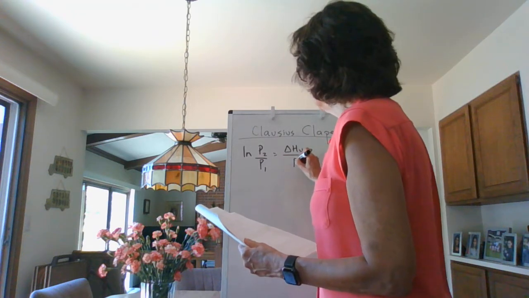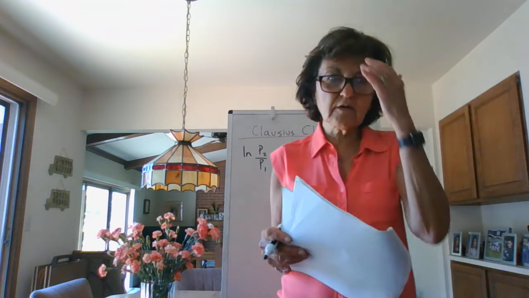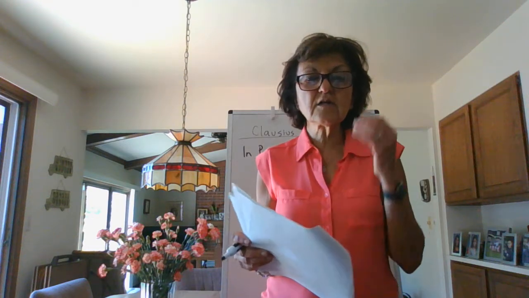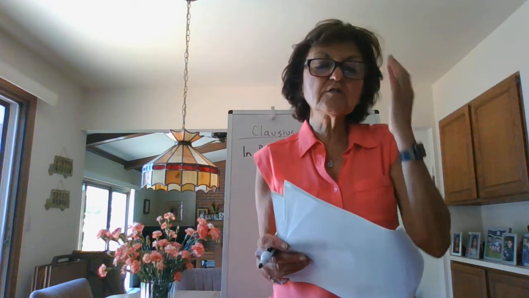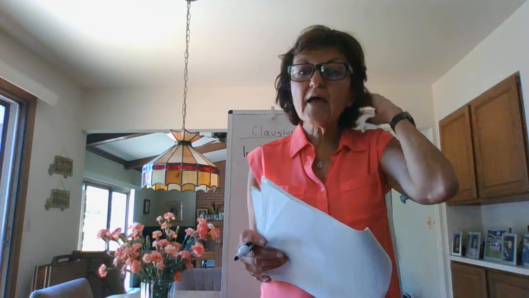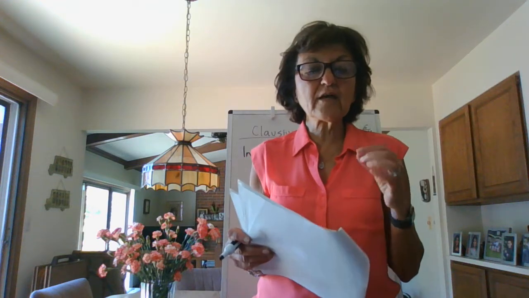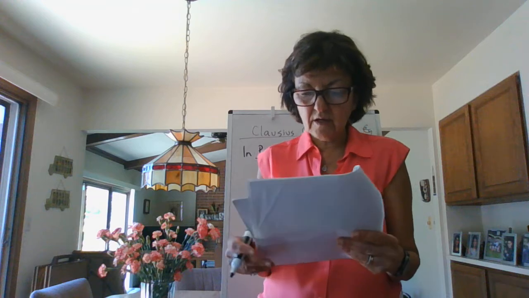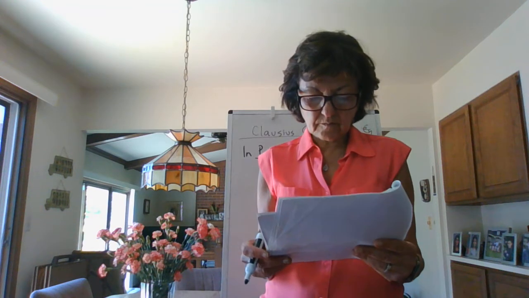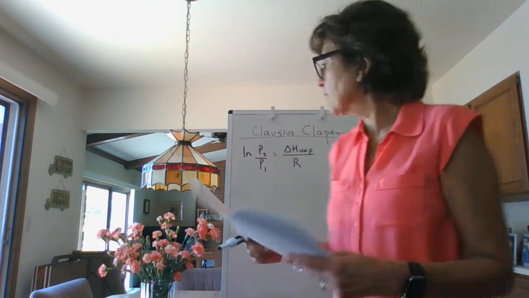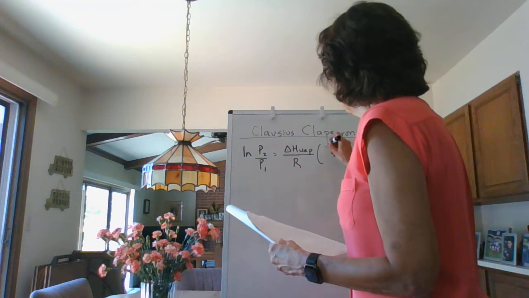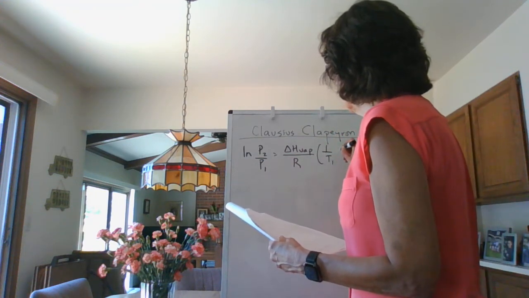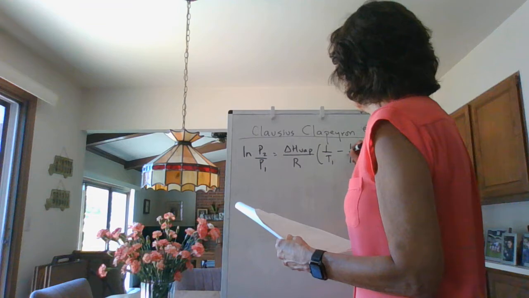over R. The R that we're using here is the universal gas constant, but the units we're going to use is joules per mole Kelvin. And that number will be given to you. That R is 8.31 joules per mole Kelvin. That's the one we will be using. Okay. 1 over T1 minus 1 over T2.